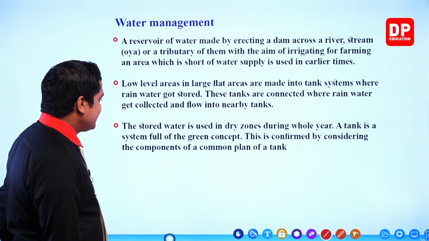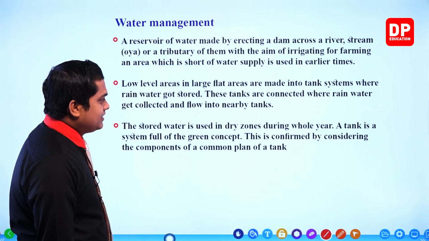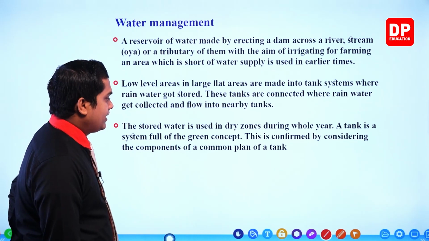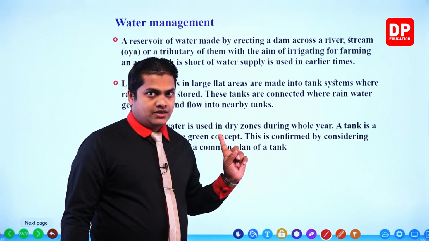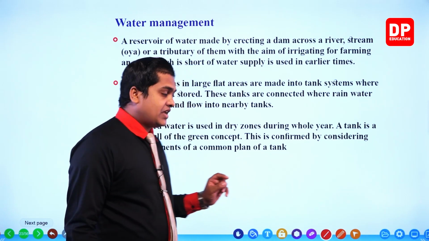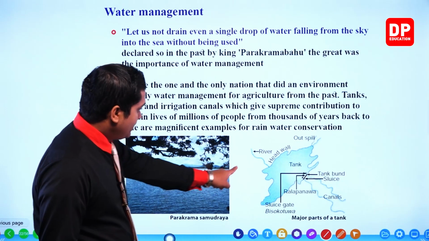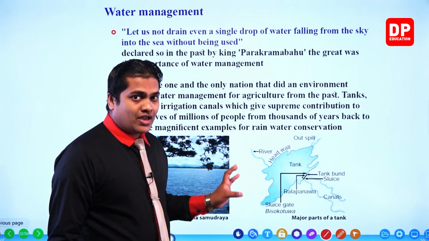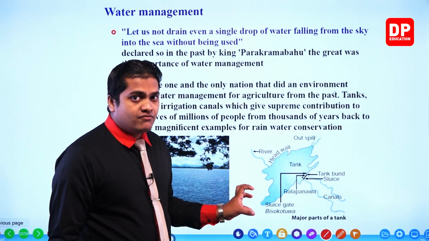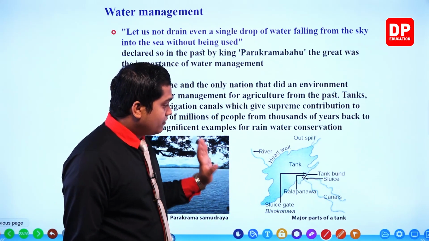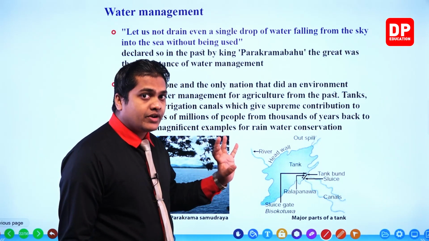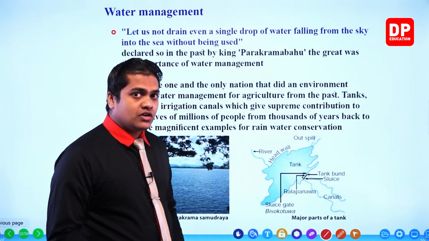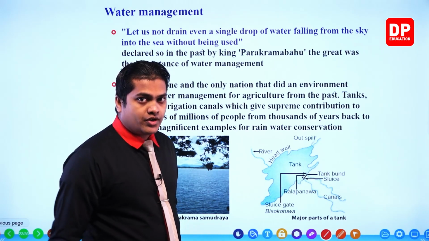A tank is a system full of green concept. This is confirmed by considering the components of a common plan of a tank. So like I said, my dear children, in the earlier slide you can observe how it is being made. It's been made to capture each and every drop of rainwater. Okay, so this is a wonderful system that carries the green concept. Each and every component contained within the tank also contributes to conserving water.